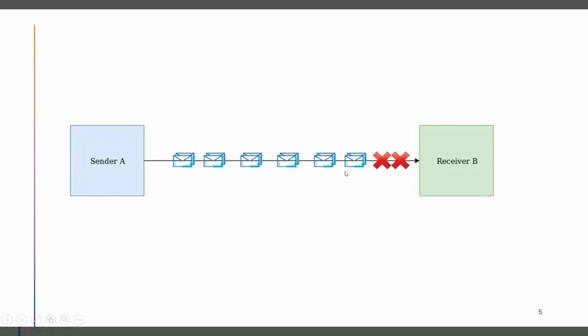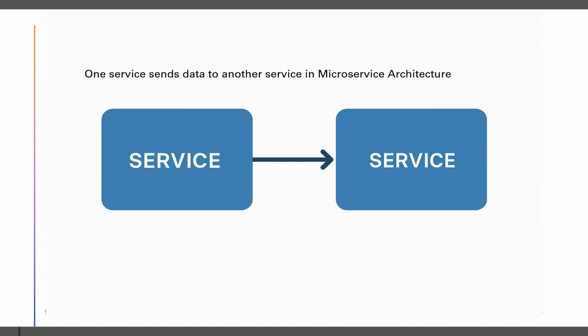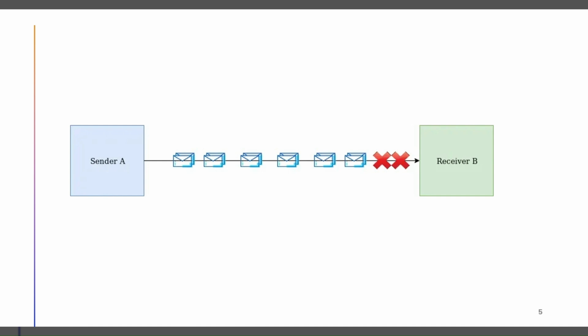So we needed a reliable way to send messages asynchronously without losing them and without depending on whether the receiver is alive at that moment. This is where the message queue came into the picture, and AWS introduced SQS to solve this problem in a simple and scalable way.